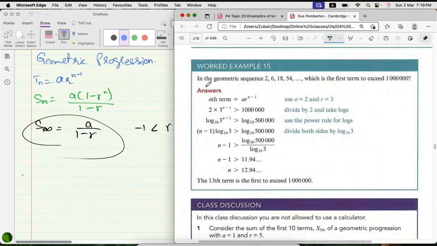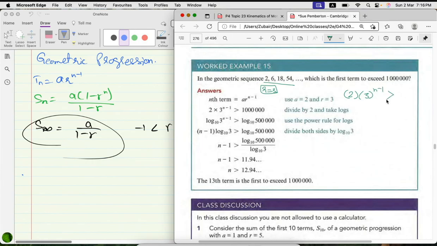Another worked example. The geometric progression is 2, 6, 18, 54. Which is the first term to exceed 100,000? So first we have 6 divided by 2, so R is equal to 3. We have the common ratio. So in generic form, A R raised to power n minus 1. A is already there, 2. R is already there, 3 raised to power n minus 1.